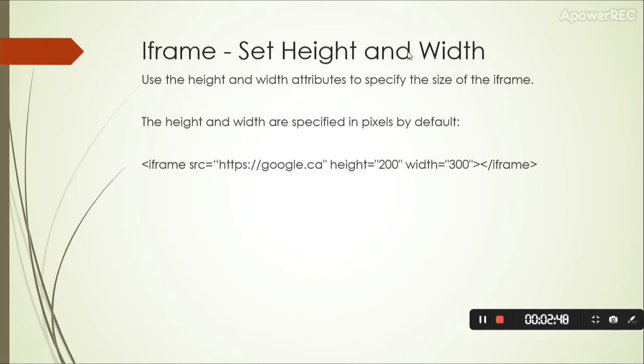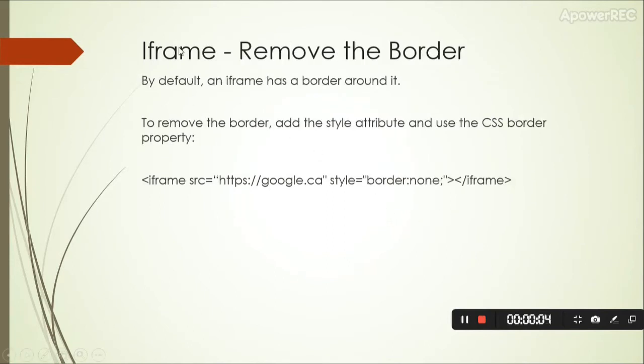Iframe set height and width: iframe, website name, then height, width, then close iframe. We can also remove the iframe border, like iframe source, then style border colon none. Then it will remove the iframe border.